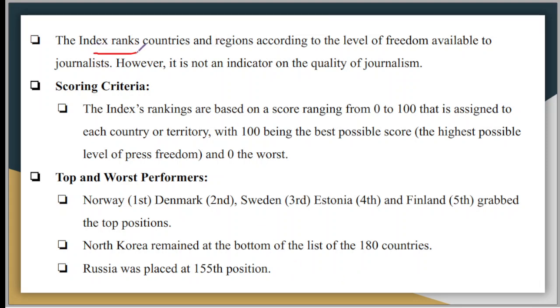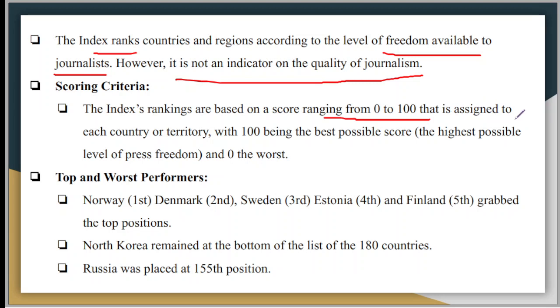This index ranks countries and regions according to the level of freedom available to journalists. However, it is not an indicator of the quality of journalism. You need to understand that it is only about the level of freedom that is available to journalists. So what is the scoring criteria? The rankings are based on a score ranging from 0 to 100, which is assigned to each country or territory, with 100 being the best possible score, which is the highest, and 0 being the worst. So that is a normal thing.